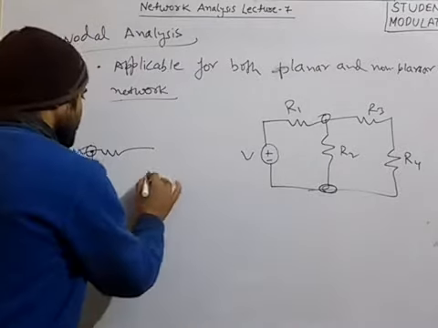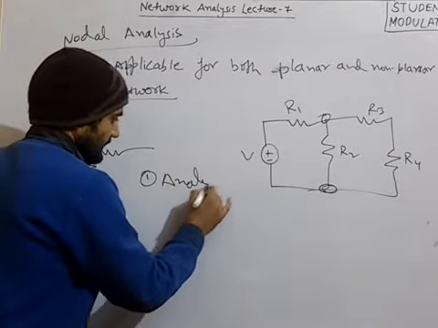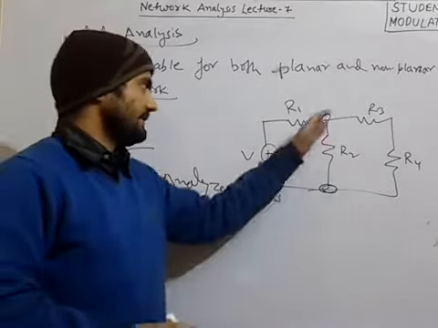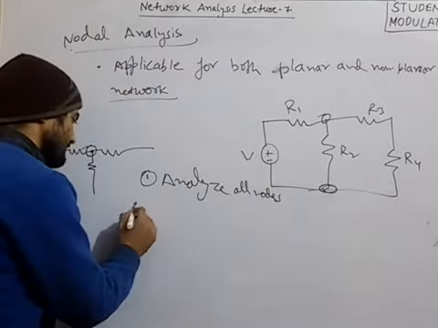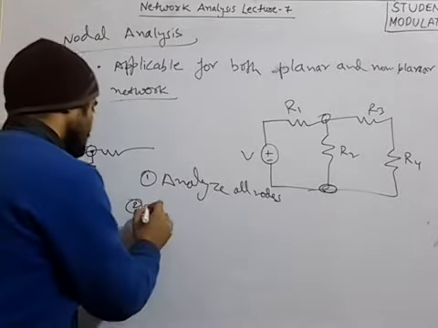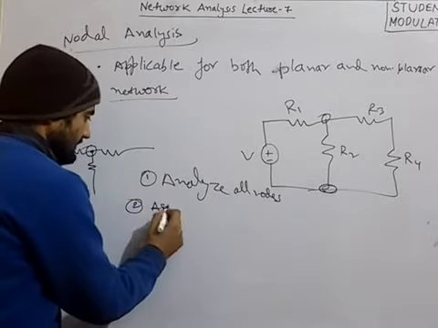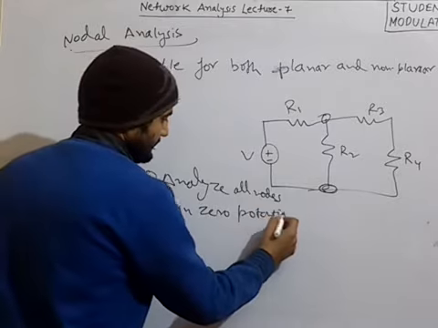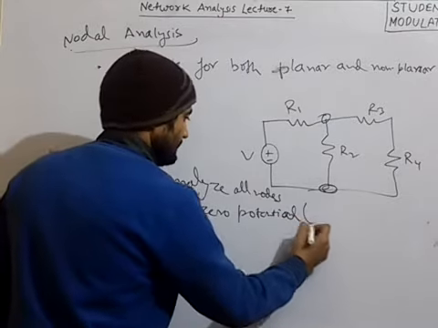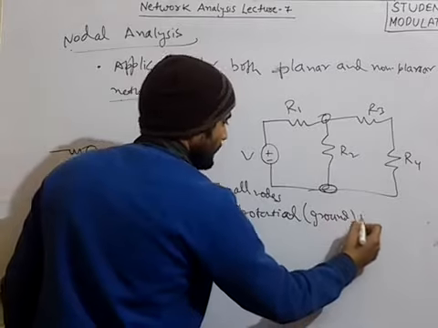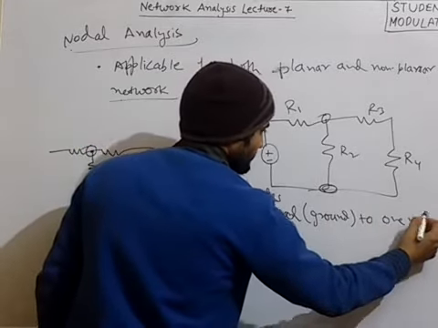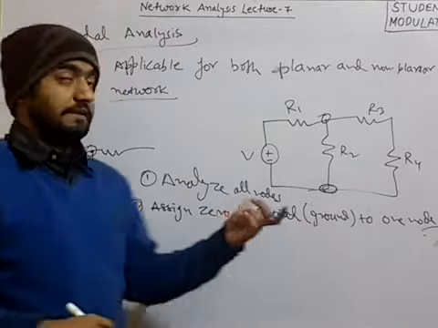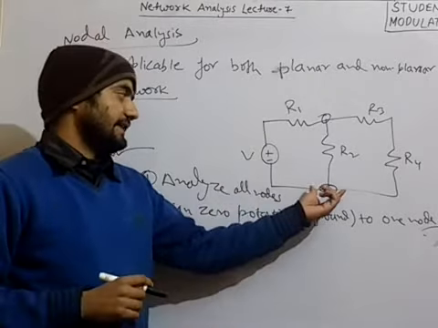So the first step is to analyze all nodes. We have analyzed that there are two nodes, this one and this one. Next step, what will be the next step? The next step is to assign zero potential, or you can say ground potential, to one node. We have to just ground one node or assign one node zero potential.